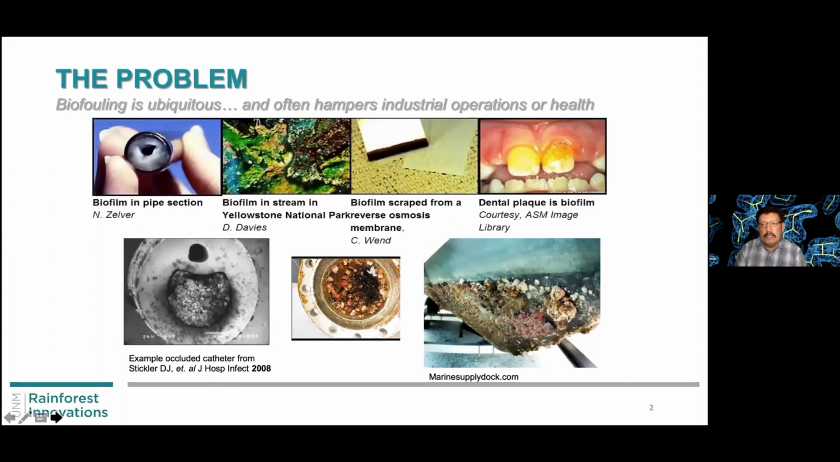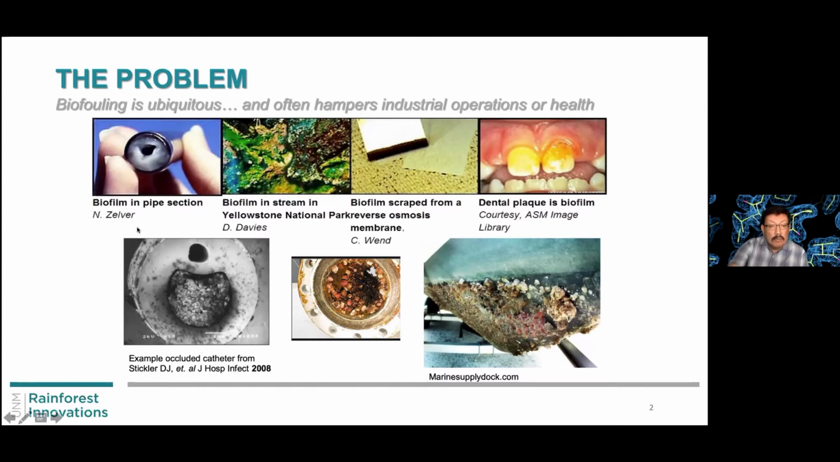Biofouling here basically refers to the accumulation of microbial communities on surfaces that are immersed in aqueous solutions of any sort, where you have viable microbes and some sort of nutrient source. So, as noted on the slide, they are ubiquitous and can be found across natural, industrial, and medical scenarios.